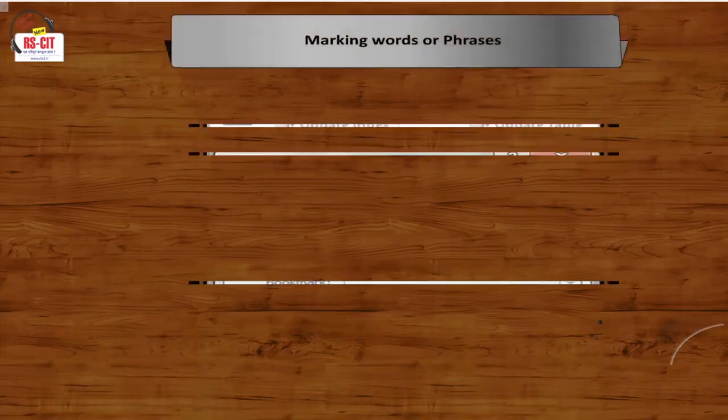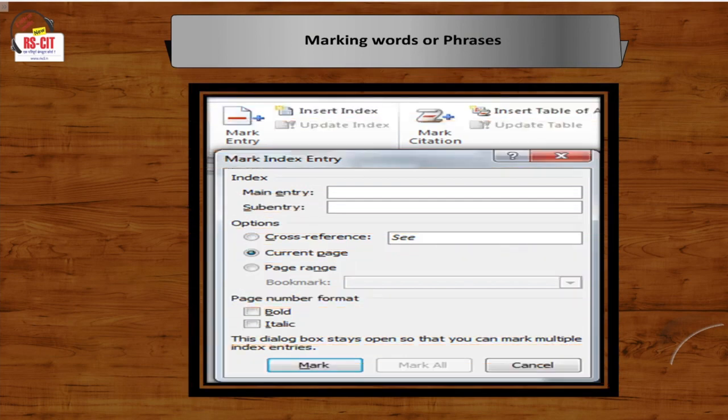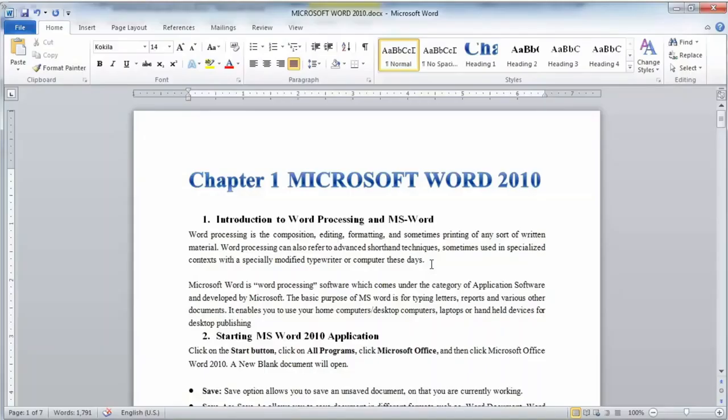Page and section numbers. Marking words or phrases. To use existing text as an index entry, select the text. To enter your own text as an index entry, click where you want to insert the index entry.